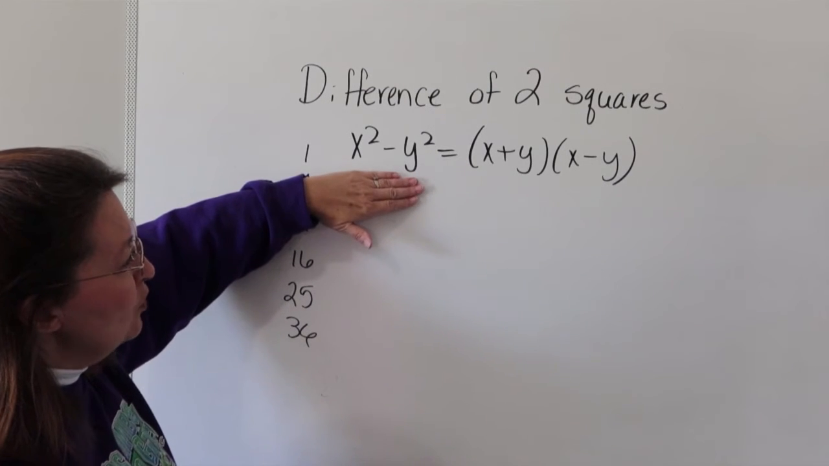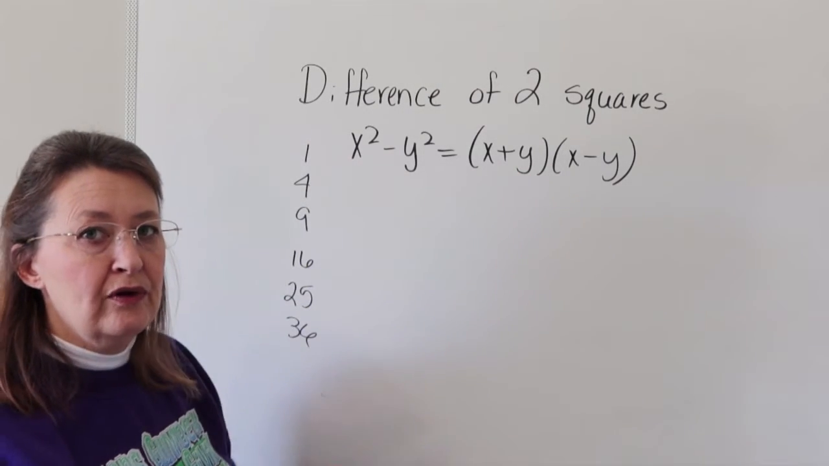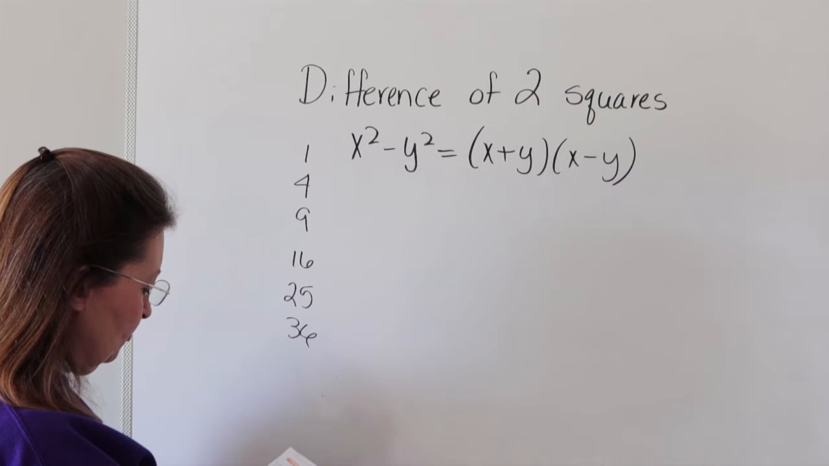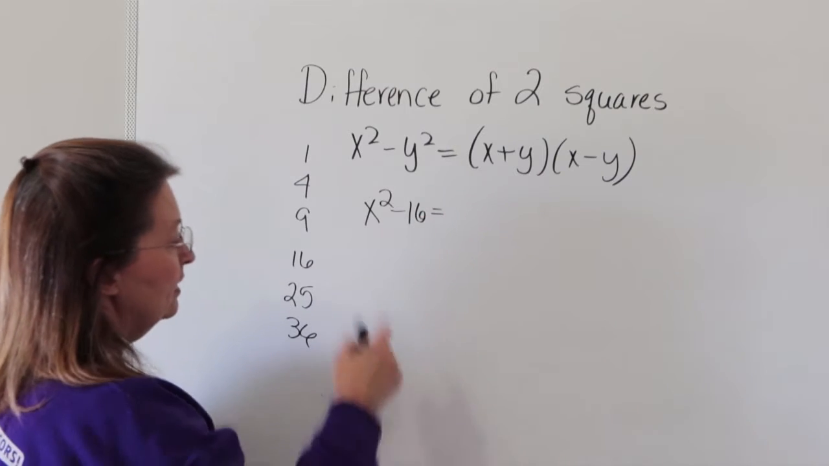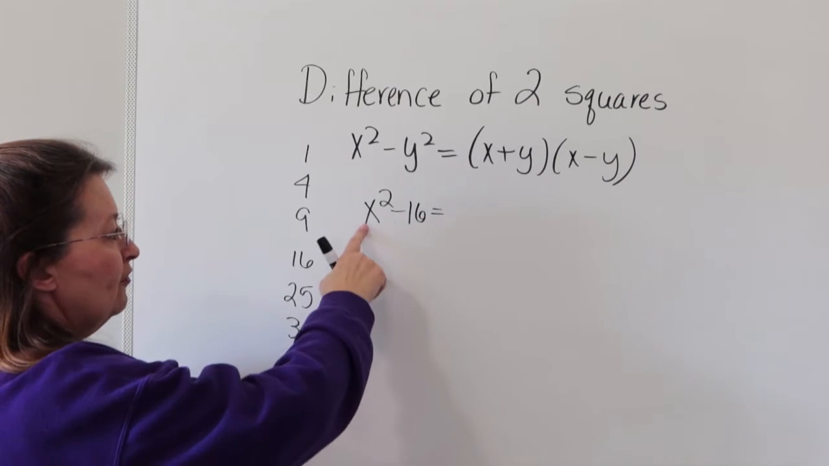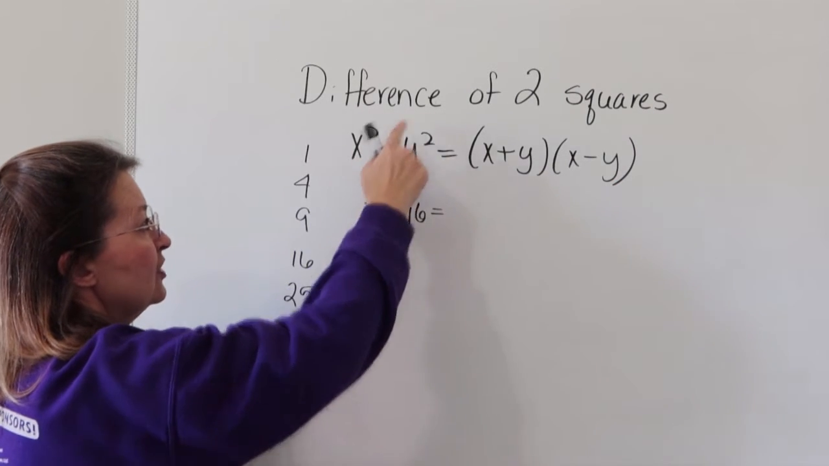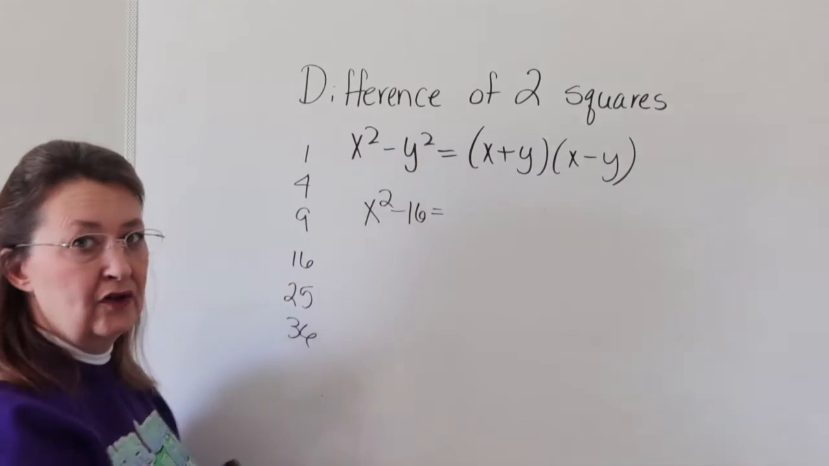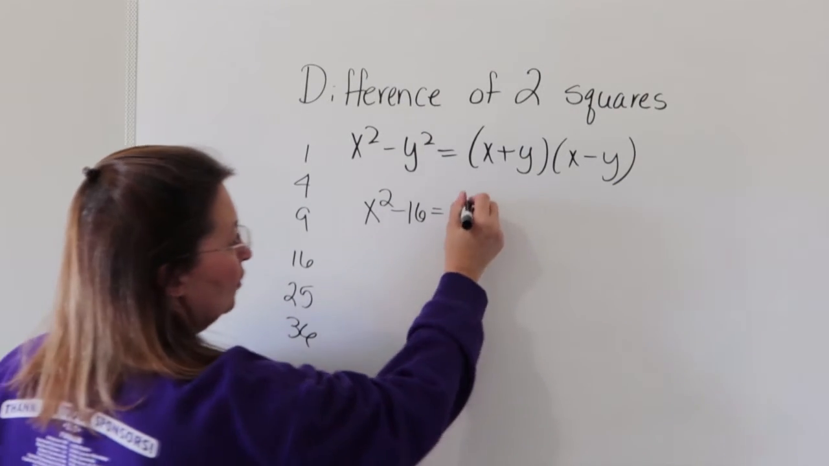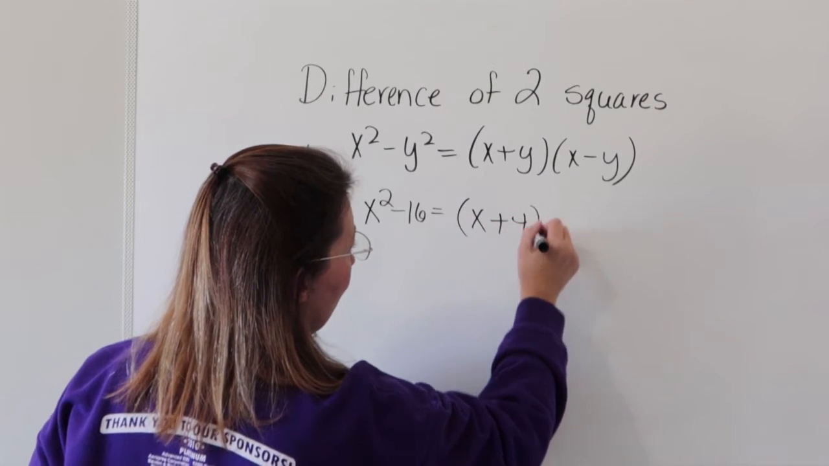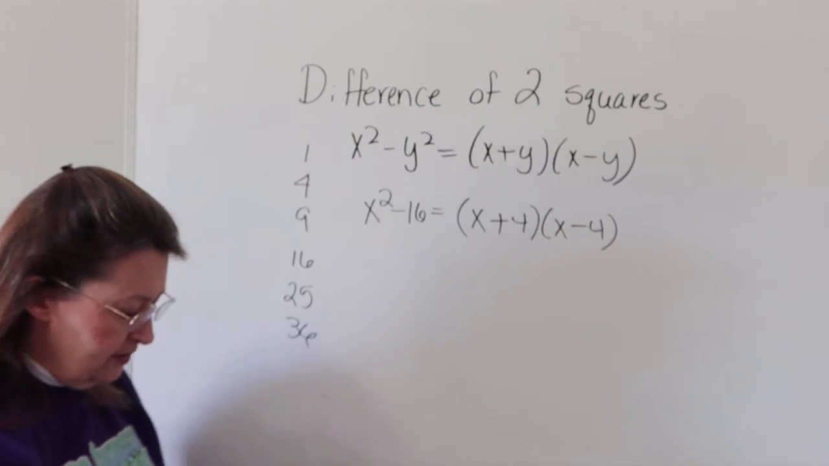Now when I have a y squared here and then a y over here, this y represents the square root of it. So let's just look at how this would apply to, say, x squared minus 16. First you check it. You have a perfect square, you have a perfect square, and in order to be a difference, you've got to have a minus sign. You cannot do it with a plus, you've got to have a minus. So x squared minus 16 would factor into x plus 4, x minus 4. And that's all there is to it.